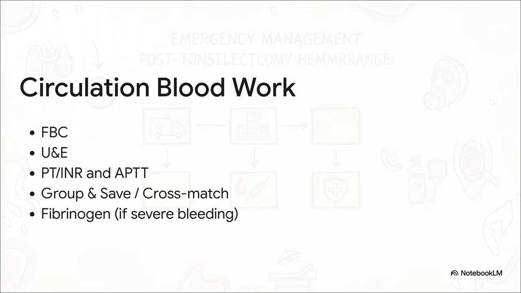Concurrently with securing that IV access, you've got to draw your blood work immediately. We're talking full blood count, U&E, coagulation screens like PT/INR and APTT, and crucially, a group and save or full cross-match. If the bleeding is severe, make sure you check fibrinogen levels too. You're establishing the patient's baseline here and getting your team ready for potential major transfusions if things go sideways.